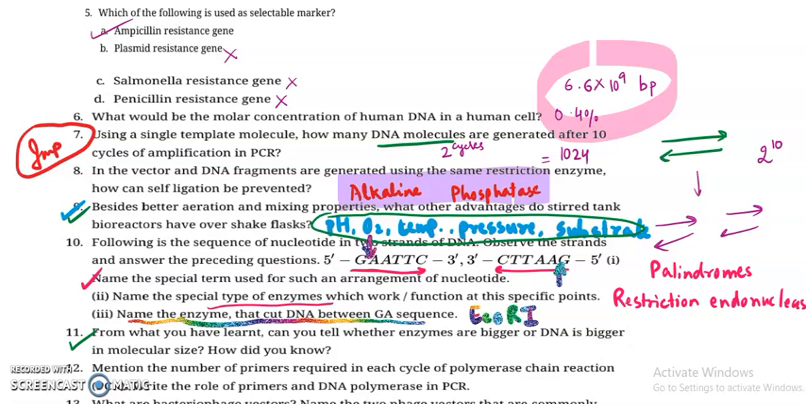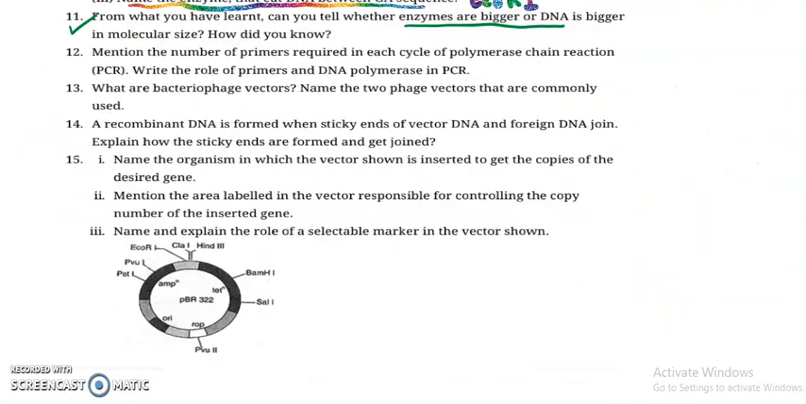Now the next question is, from what you have learned, can you tell whether enzymes are bigger or DNA is bigger in molecular size? How did you know? Now if you compare enzymes with DNA, of course DNA is a bigger biomolecule. Why is DNA a bigger molecule?